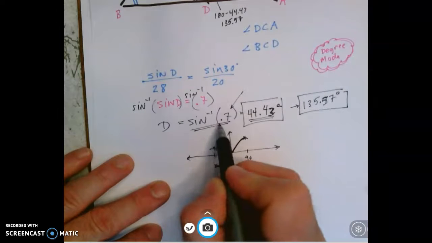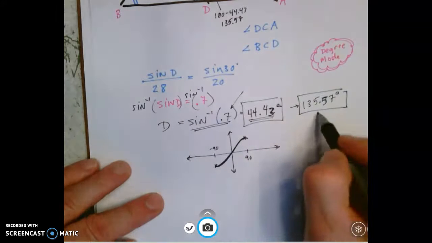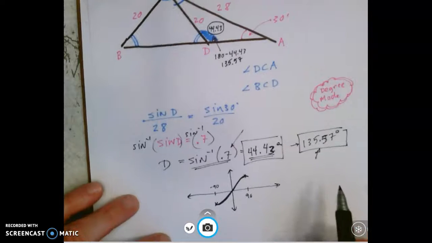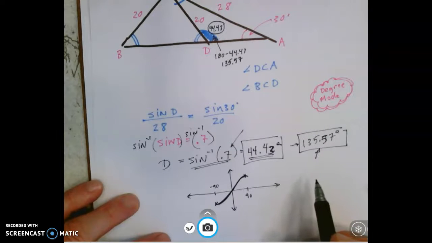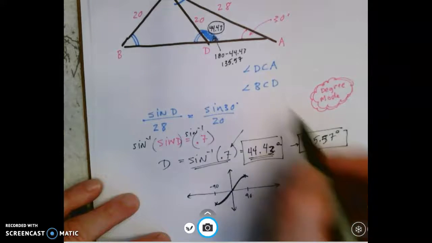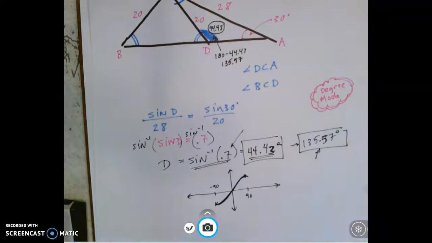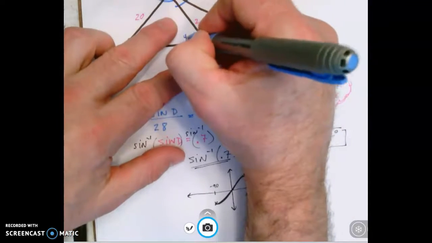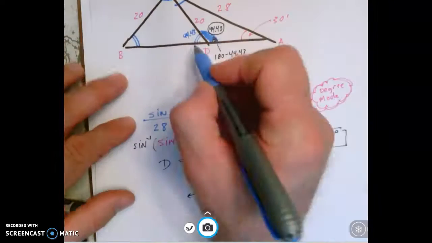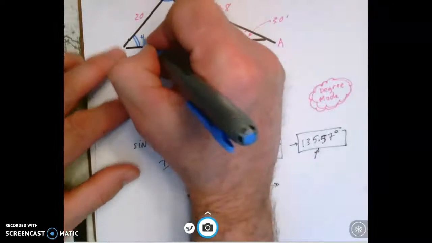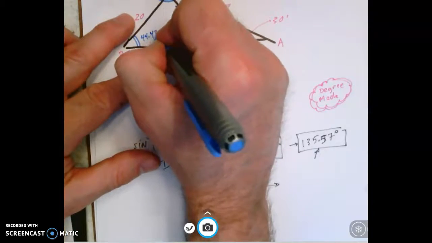So both of these will give us 0.7. Remember, this is what sine inverse of 0.7 is saying. But this is the one we want. So we need to be careful with inverse trig. That being said, when we go here, this is our 44.43. And therefore, because these are equal, this is our 44.43.